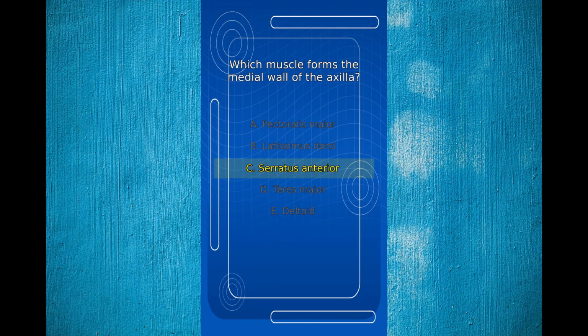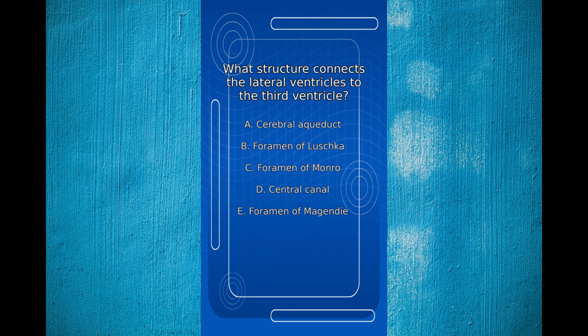The correct answer is C. Serratus anterior. The serratus anterior forms the medial wall of the axilla. What structure connects the lateral ventricles to the third ventricle?